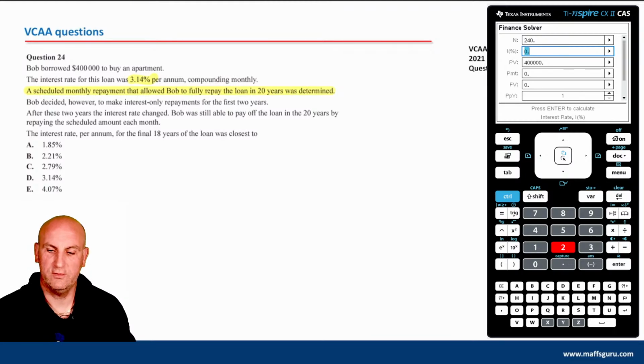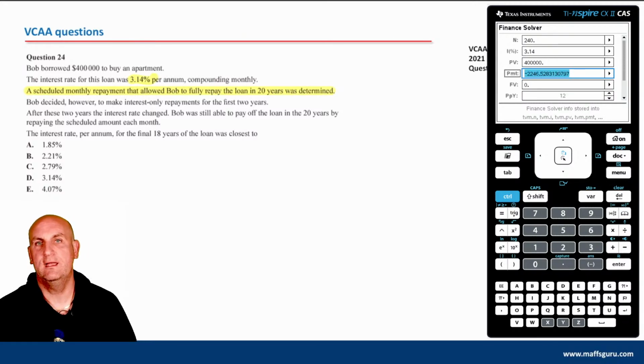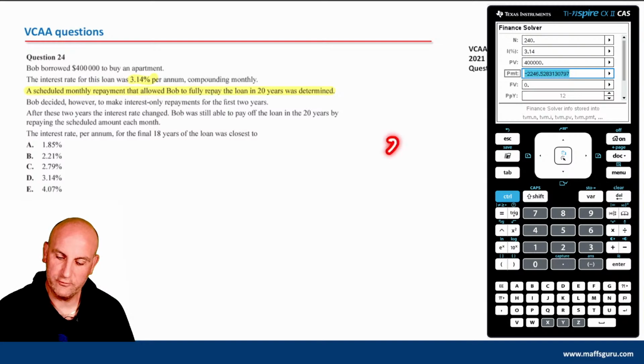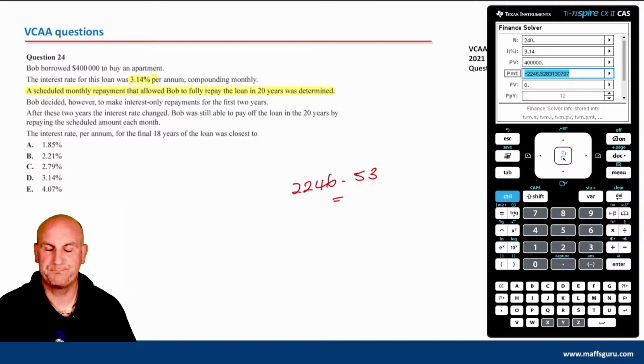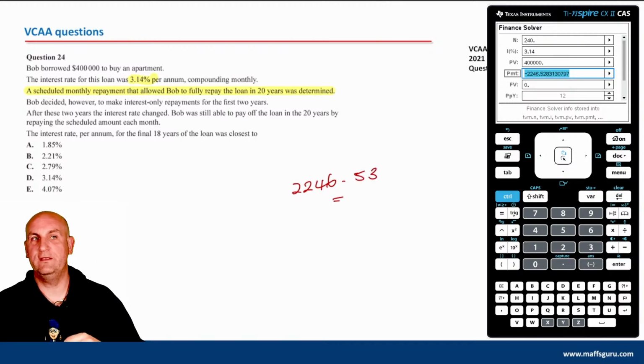What is my interest rate? 3.14%. We're assuming that after the 20 years, it's been paid off. And so, change my PPY and CPY to 12. What I can do is find out that my payment, if that was to happen, is going to be, writing in highlighter, 2246.53. Okay.